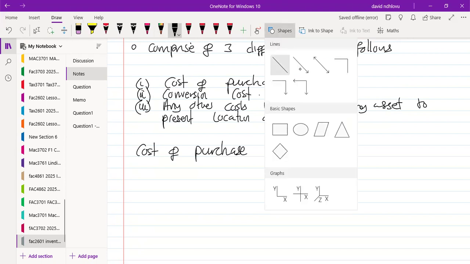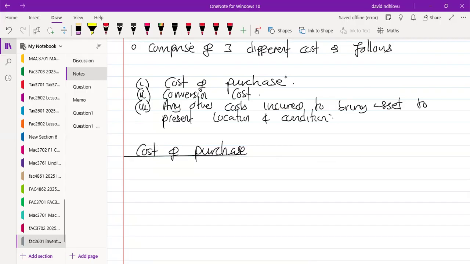Right, so when we talk about the cost of purchase of inventory, be it the purchase of finished goods, be it the purchase of raw material, which is still going to be utilized in the factory, the calculation is made up of the following. Number one, we need the purchase price. How much did we pay to acquire the inventory?